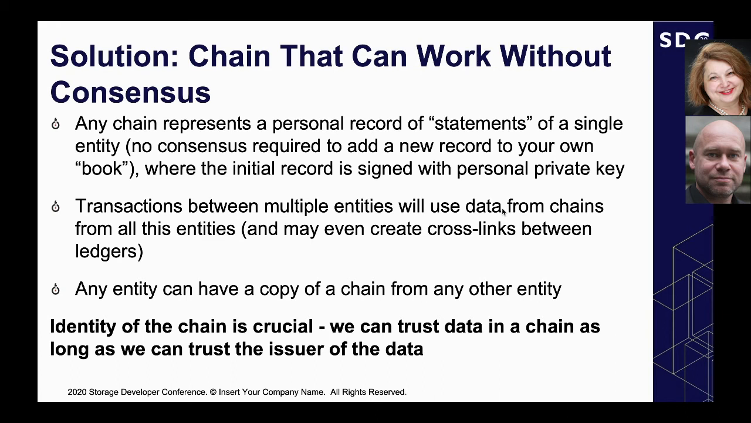In our architecture with multiple chains, to avoid consensus, we can make each chain a single entity statements chain, or a chain that represents records created only by one entity and signed with the personal private key of this entity, a personal book. As a result, we don't have to validate any new records in this chain. What if two or more entities want to transact with each other? All they need to do is just share the relevant personal chains with each other and use the information from these chains to move forward.